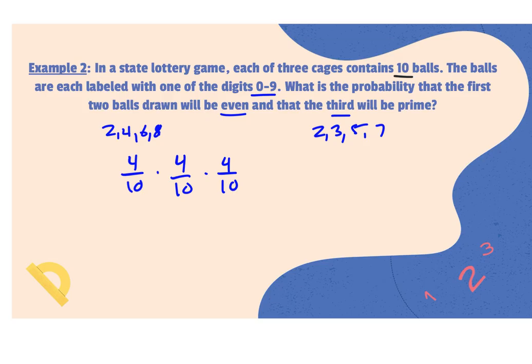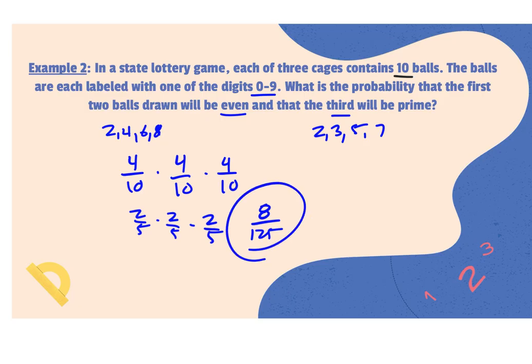So that's going to be 2/5 times 2/5 times 2/5. Okay, so you're going to multiply the top, so you get 8 out of 125. So that's your probability. That's going to be the chances that you get that, or 6.4%. Okay, that's what happens when I divide those two.